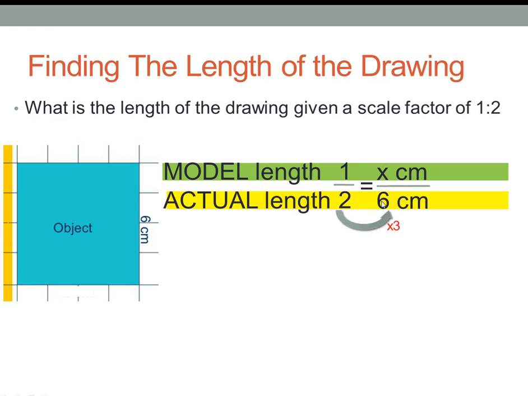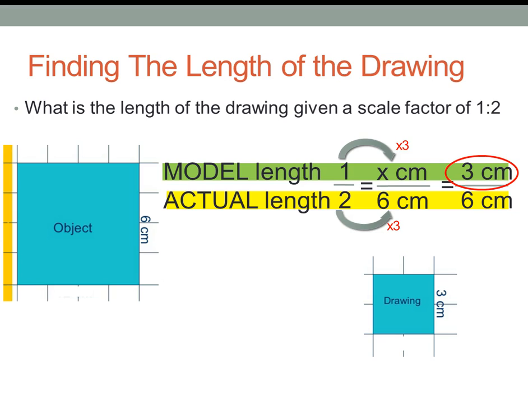So we can look for a relationship. Here's that same relationship. We multiply the denominator, 2, to get to 6. We multiply by 3. We do the same thing in the numerator, and we get to 3 centimeters, and there's our drawing or our model representation. So you could find the drawing if given the scale factor and the object.